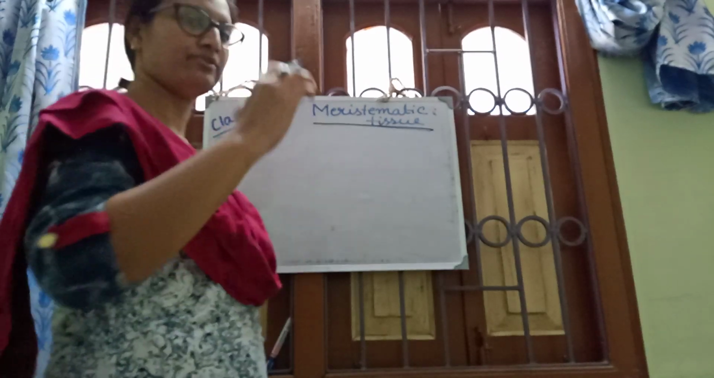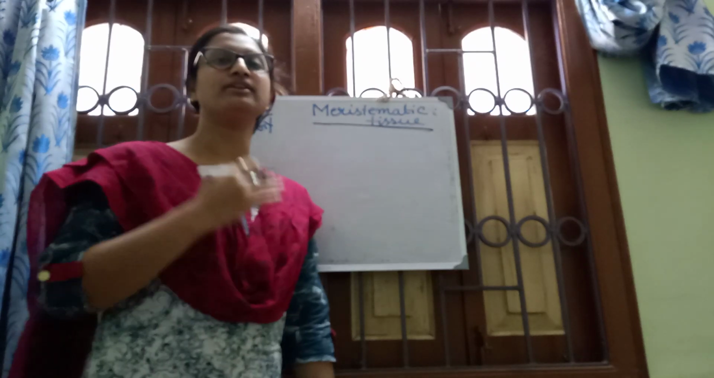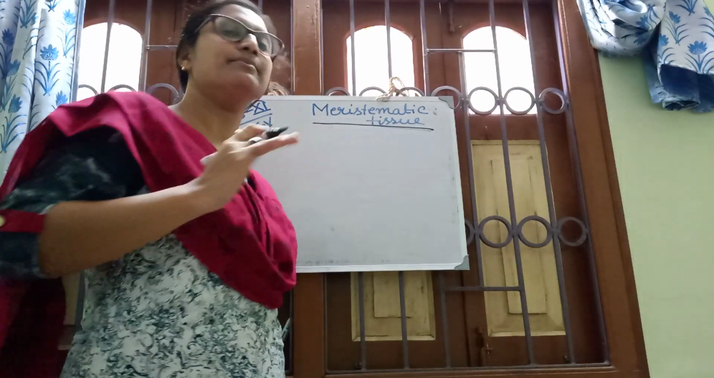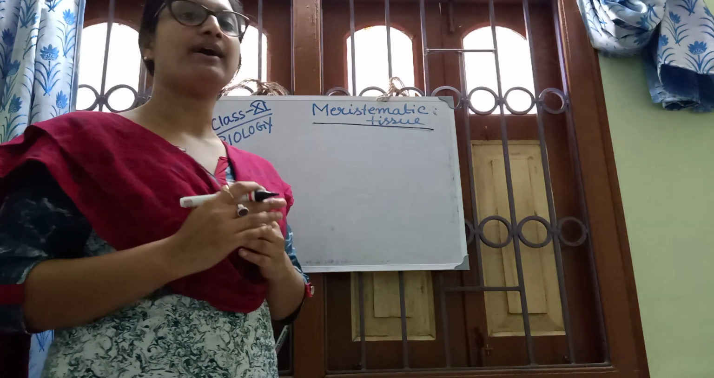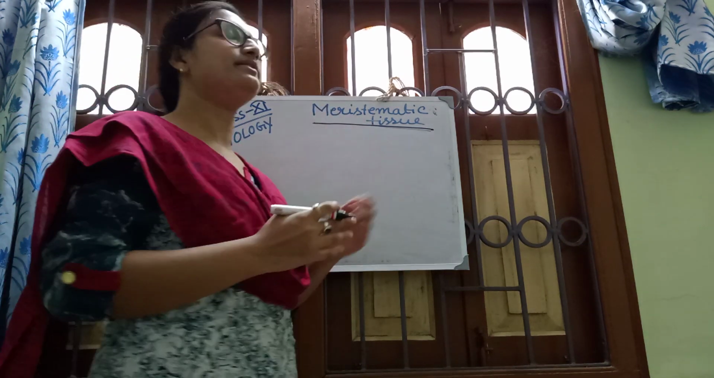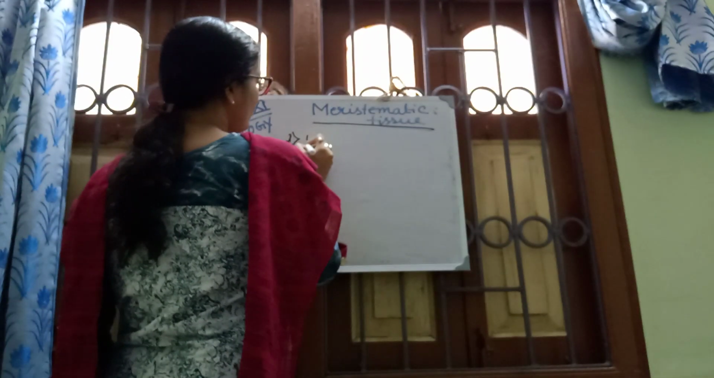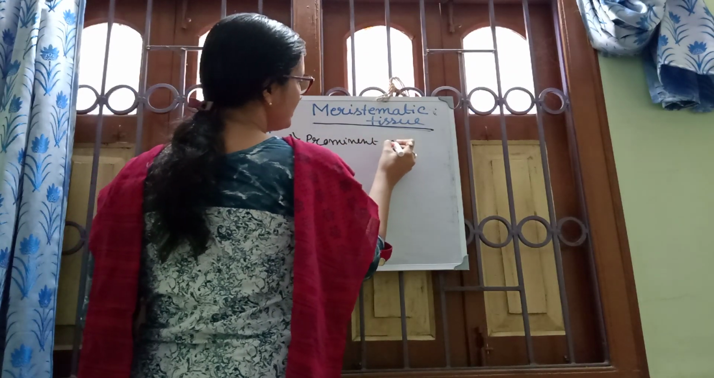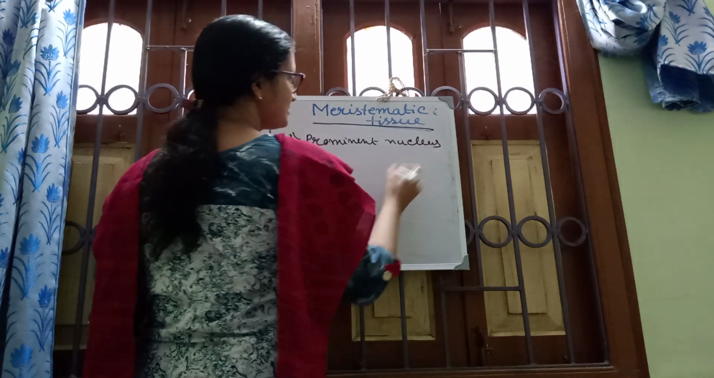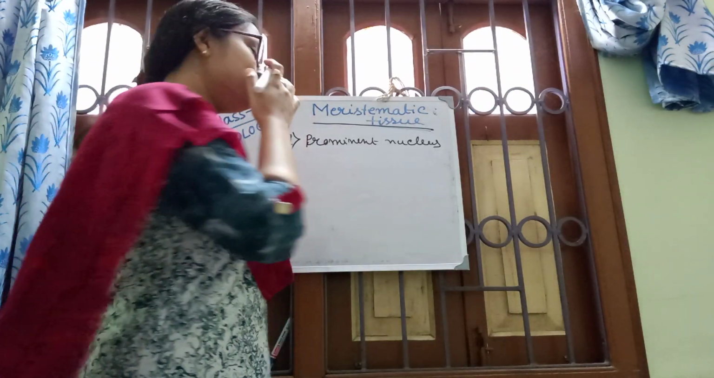Meristematic tissue is found in the apical portion, the tip of the root and shoot. Meristematic tissue means continuously dividing. The first characteristic of meristematic tissue is that it is continuously dividing to form new cells. The second is that a prominent nucleus is present. Because it is continuously dividing, a prominent nucleus is present.